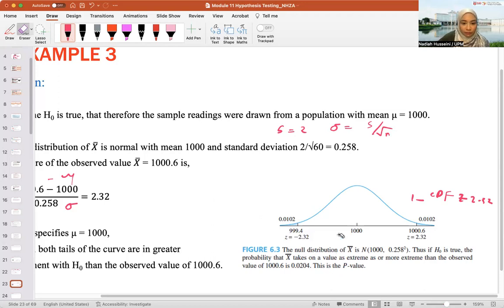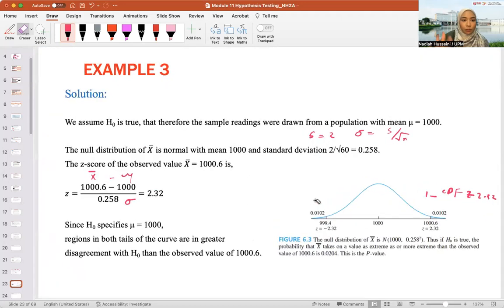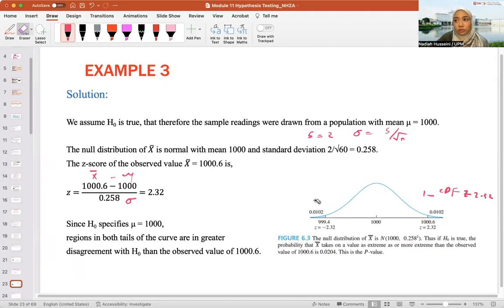0.0204. Therefore, we would reject this null hypothesis because it is very unlikely to happen. The probability is super small. Therefore, our null hypothesis is rejected. Okay, what does this tell us actually? Yeah, we have the p-value. It tells us we should reject the null hypothesis, but what does it mean?